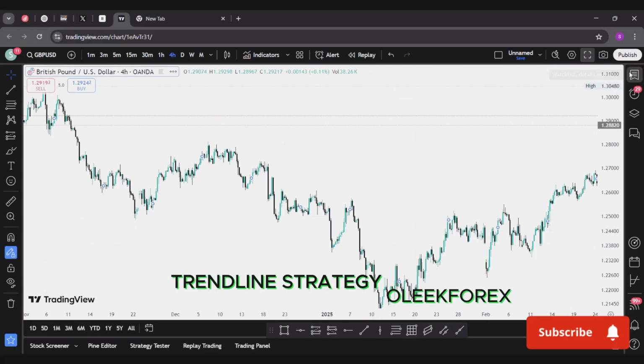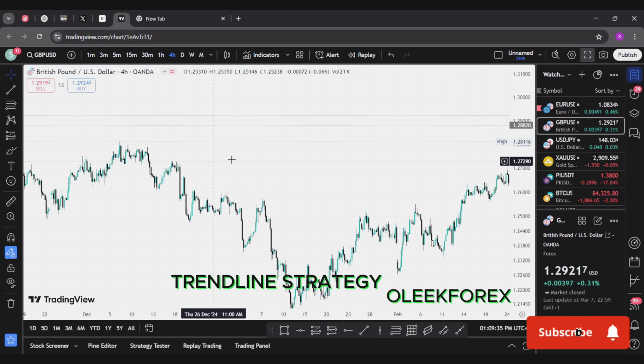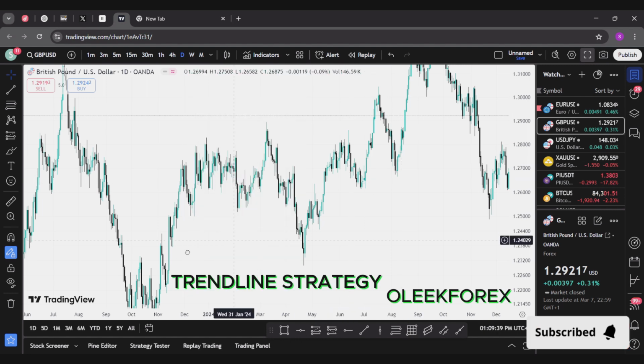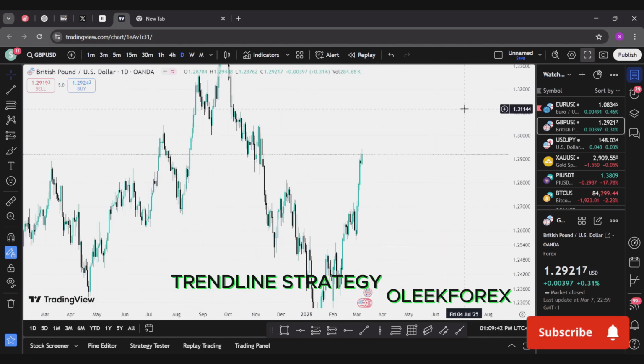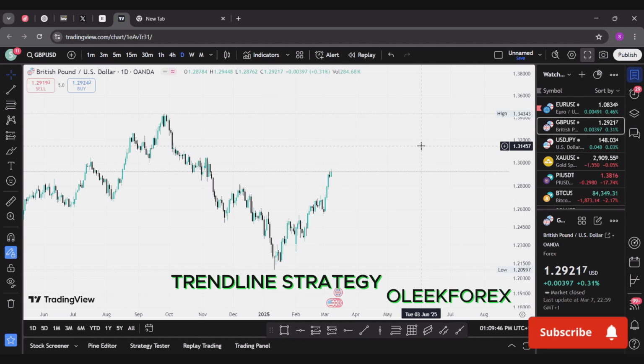So let's head to the chart. This is GBP USD. Let's go to the daily time frame. I just want to show you how I do my top-down analysis and how the trend line strategy plays out.